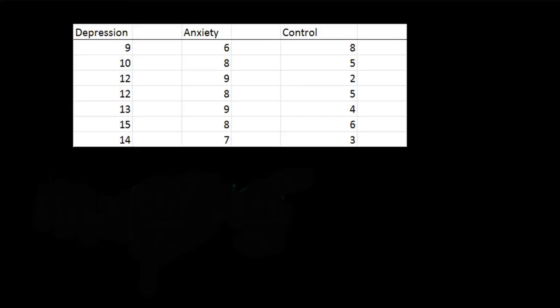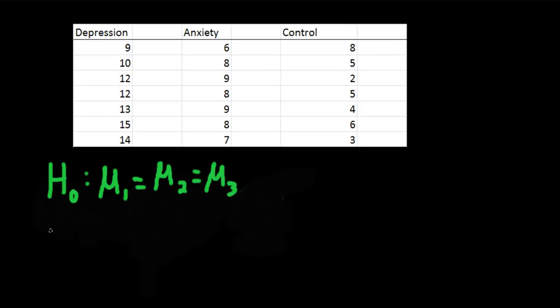So our null hypothesis is going to be something like the means for each group in the population are equal, and our alternative hypothesis is going to be that there is at least one difference between the means. At least one, right?